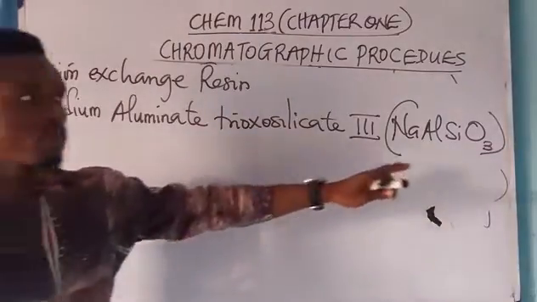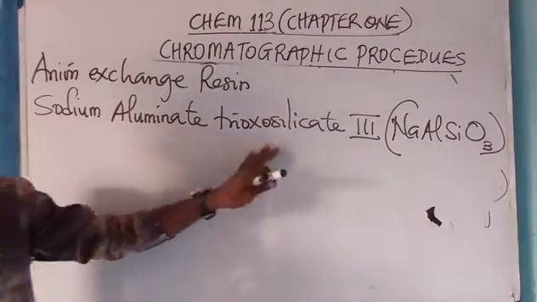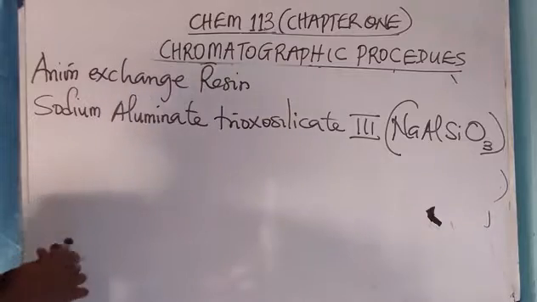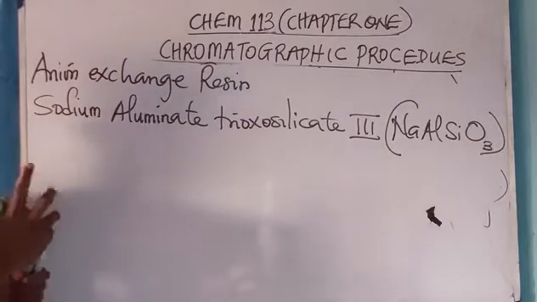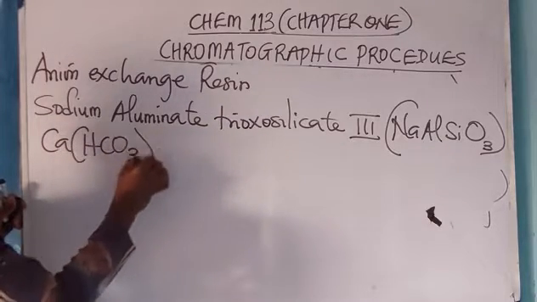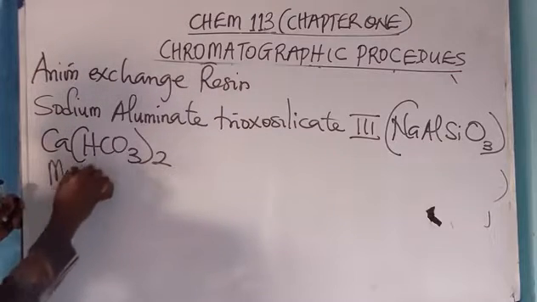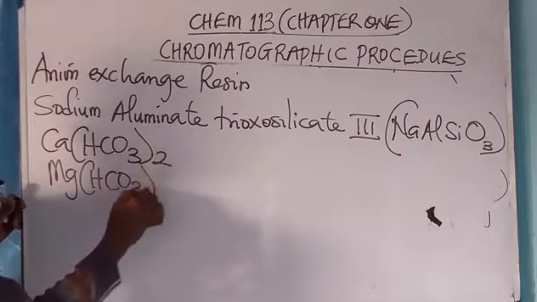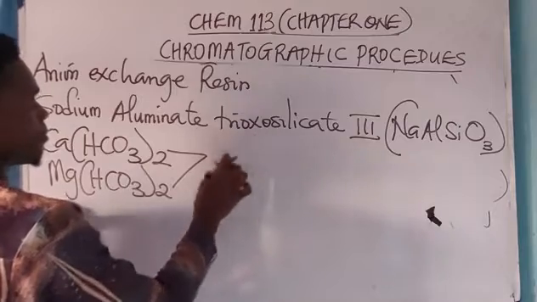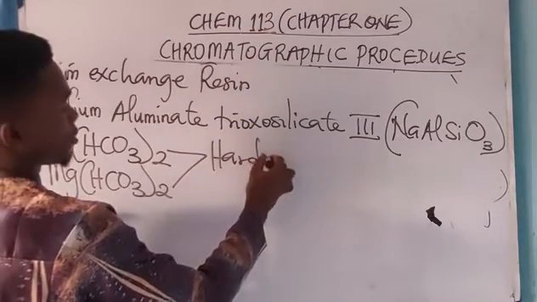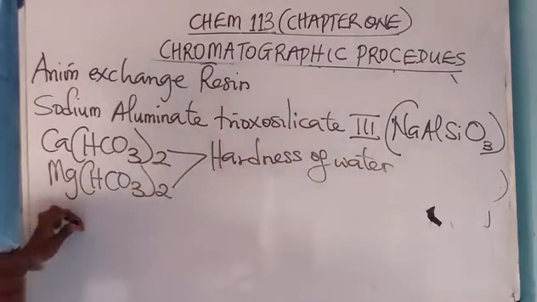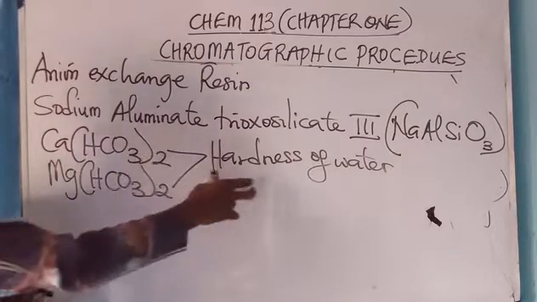So this is the chemical formula of what? Resin. Sodium aluminosilicate. Now, two metals are present in hard water: calcium bicarbonate and magnesium bicarbonate. These two are responsible for the hardness of water, permanent hardness of water. They are responsible for the hardness of water.